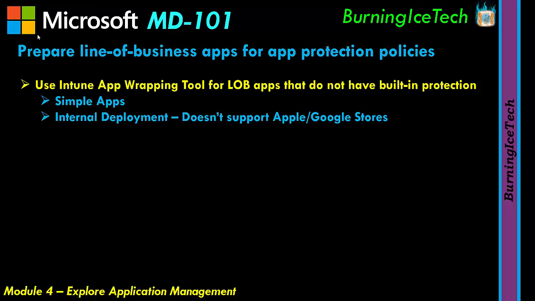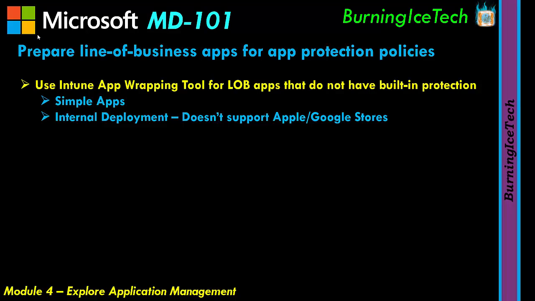It could be if you don't have access to the app's source code. It could be if you didn't develop the app. It can be if your app has minimal user authentication experiences. It can then, of course, also be one of the ones I mentioned already earlier, like if your app doesn't have built-in data protection features or if the app is just, well, simple. A note I want to make for you guys, which is already on the screen, the app wrapping tool does not support apps in the Apple App Store or the Google Play Store.